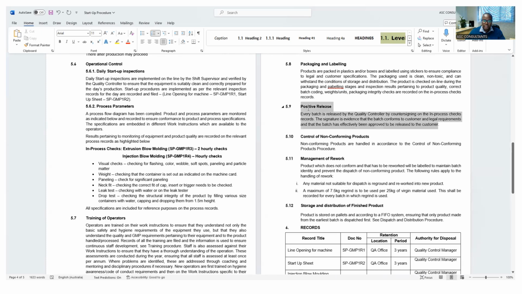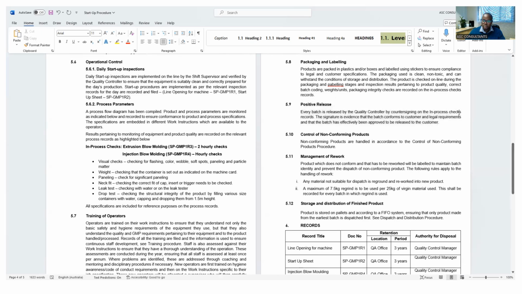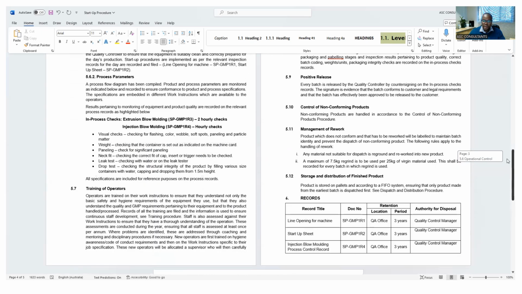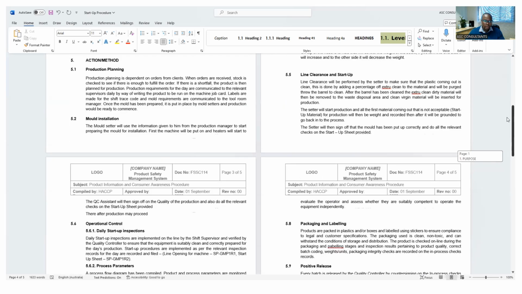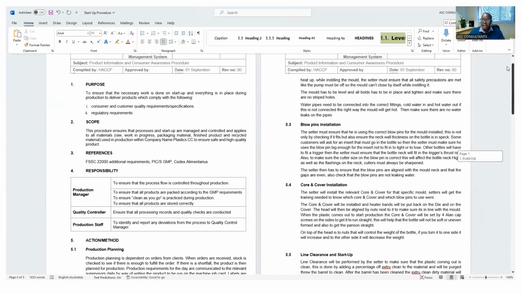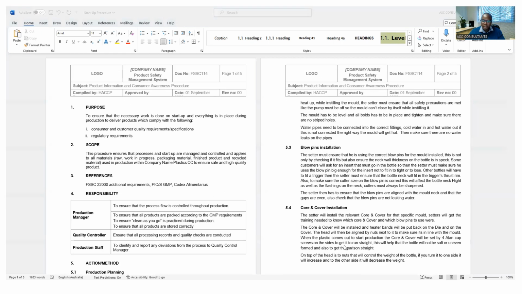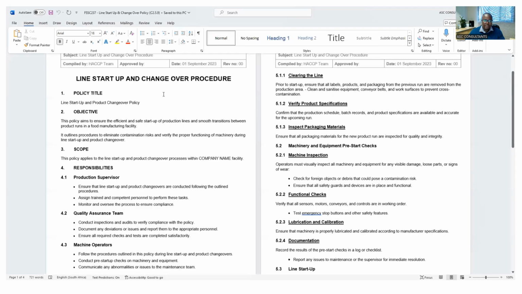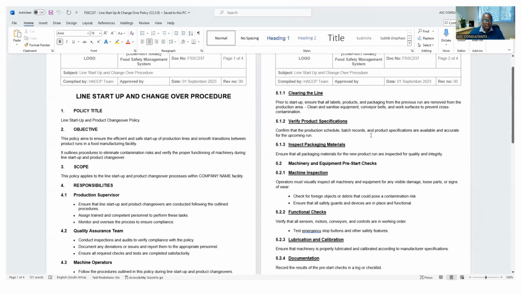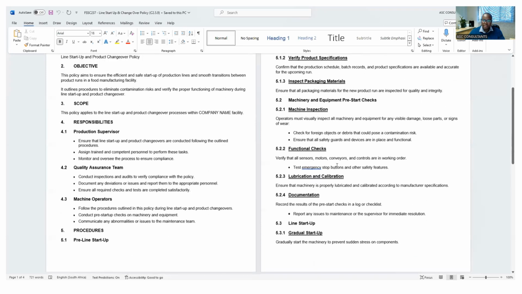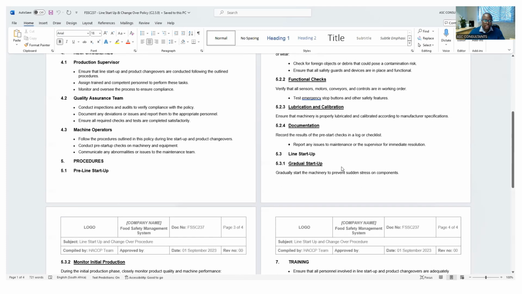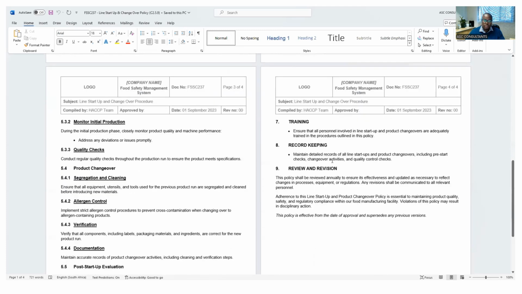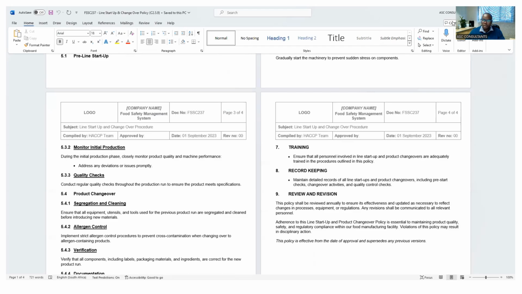Product release, we have specified how product release will be done. In terms of packaging and labeling, we are indicating how that will be done as well. We go further to speak about the storage and distribution of the product, so this will be an example. And then in terms of the forms that one could use, we have one that we call a line startup form. So you could use the line setup and changeover procedure to indicate how, as an organization, you are going to do line startup, how you are going to start the line, and how you are going to make sure that you do proper changes to prevent any form of contamination.